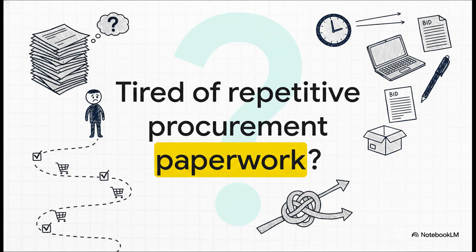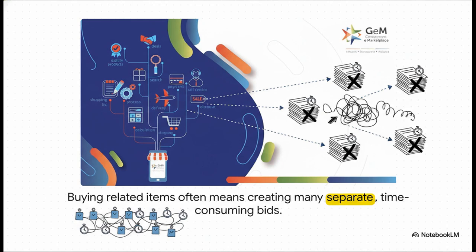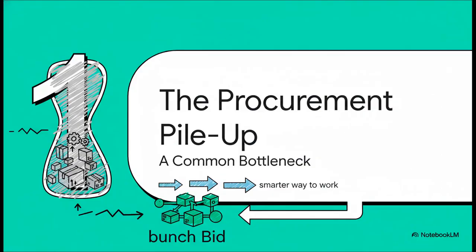That endless cycle of creating separate bids for every single item you need. It's a total grind. I mean, you've got this whole shopping list, but the process makes you check out one item at a time, and each one has its own full set of paperwork. It's just a logistical headache that slows everything down. And this is what creates what we call the procurement pileup. It's a super common bottleneck, but you know what? Thankfully, there is a much smarter way to work.